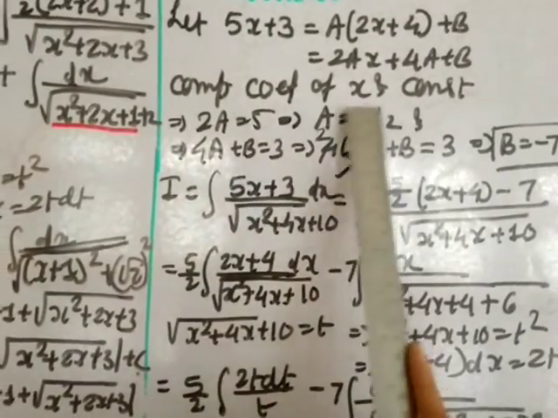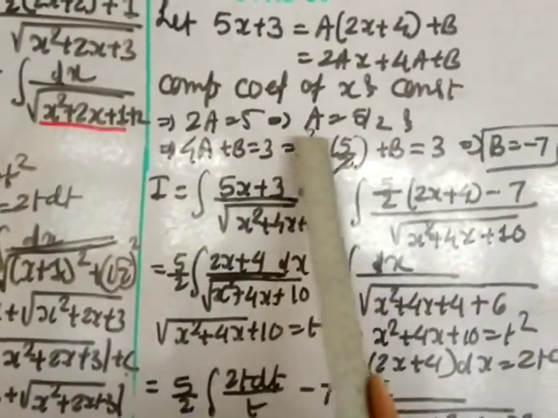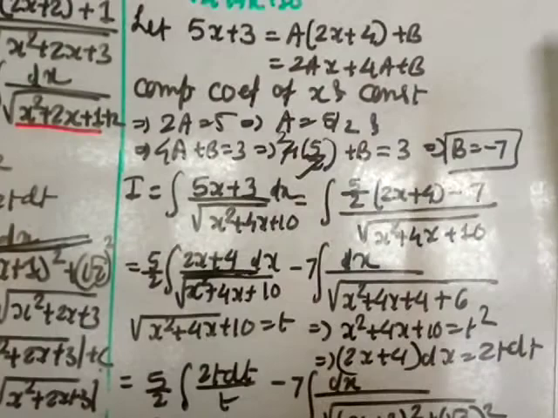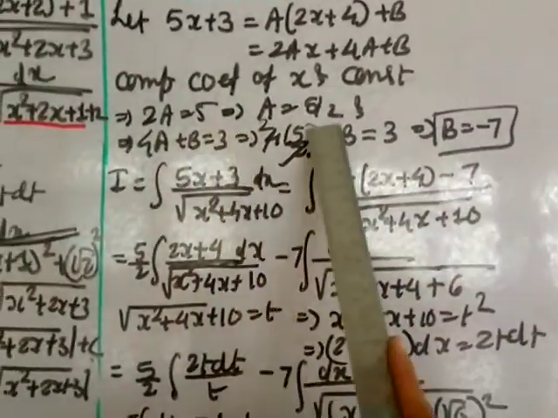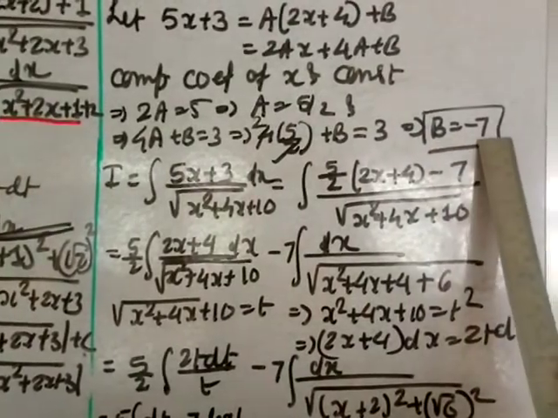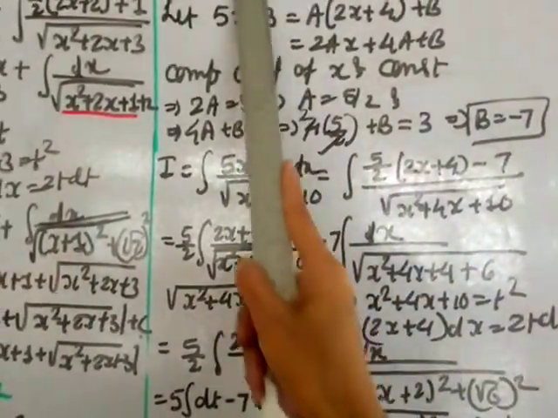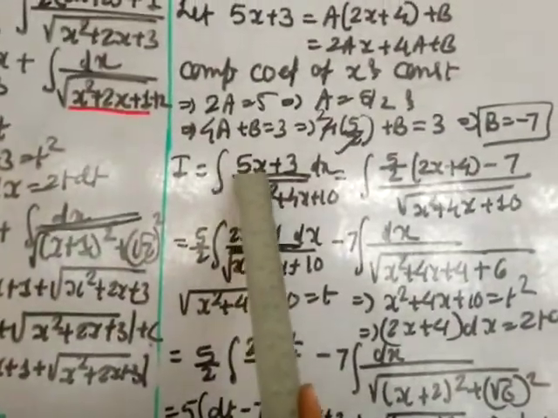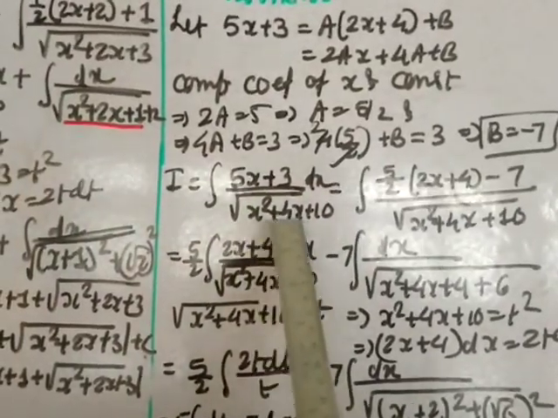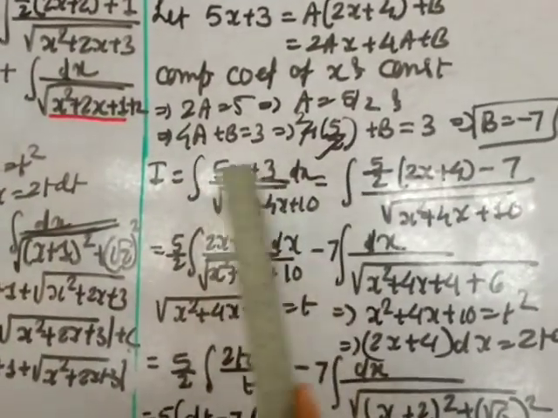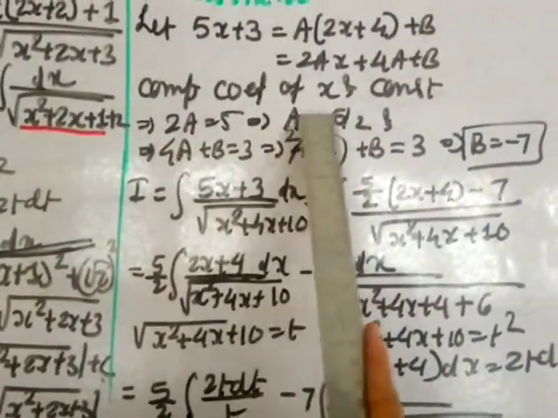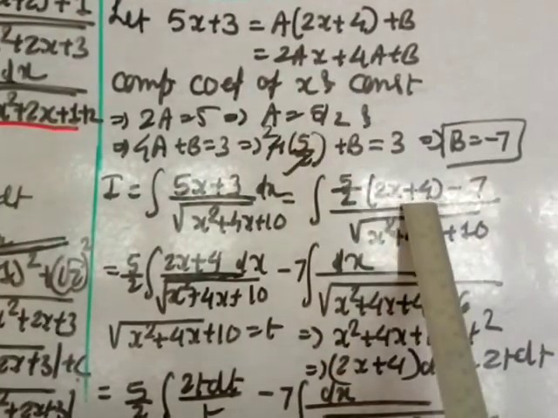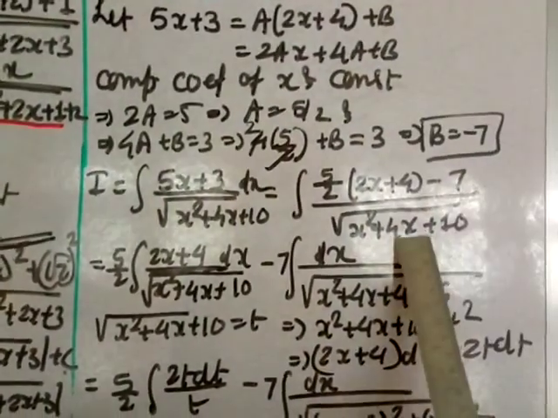Put the value of a from here, 5 by 2. Cut, so 5 into 2 is 10. 10 transfer here, minus 10. Minus 10 plus 3 gives you minus 7. So a value is 5 by 2 and b value is minus 7. Okay, so put here in the integration I. I is equal to (5x plus 3) divided by square root of x square plus 4x plus 10. So instead of this, put the value of a and b also. Here I am putting a value 5 by 2, (2x plus 4), and minus 7, divided by the denominator.